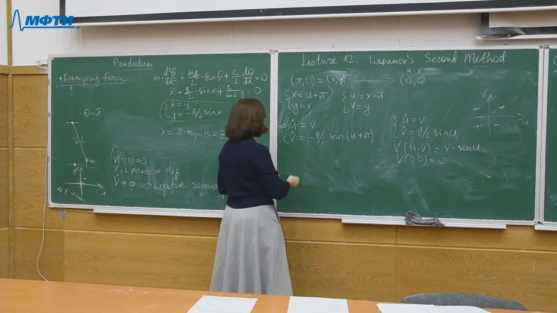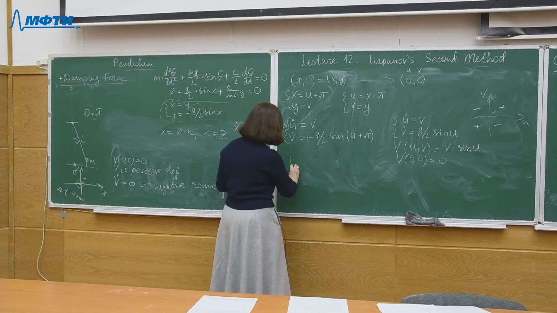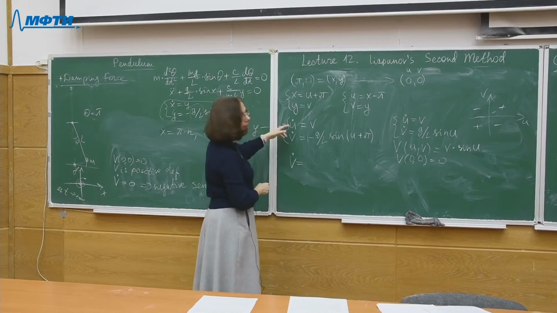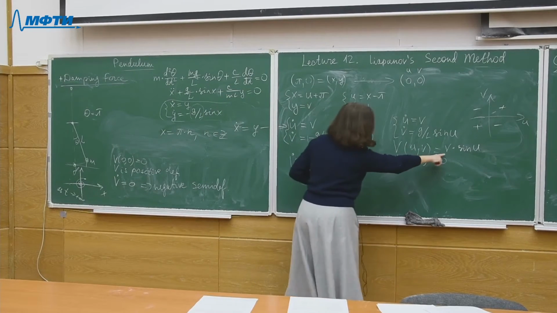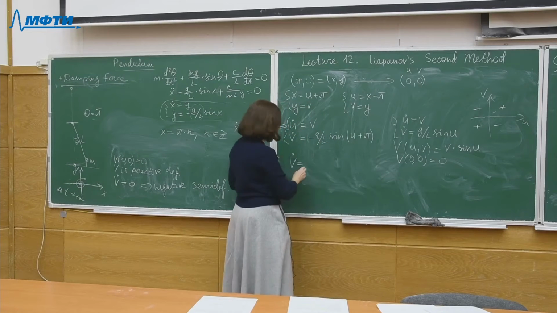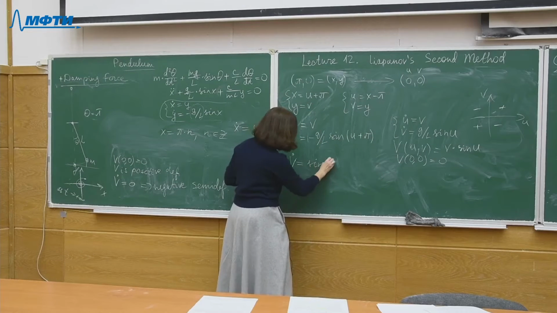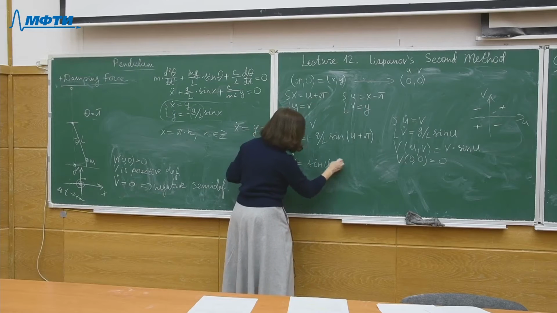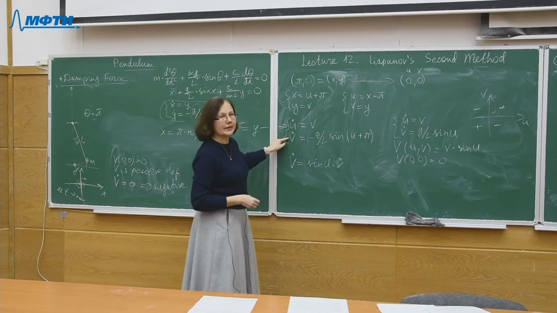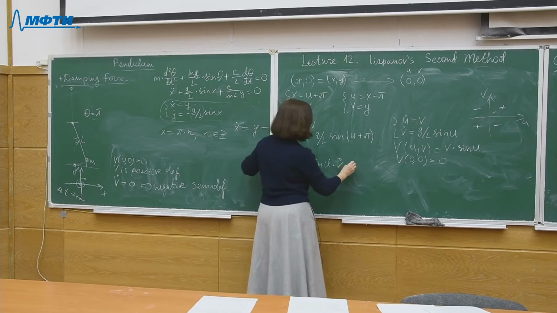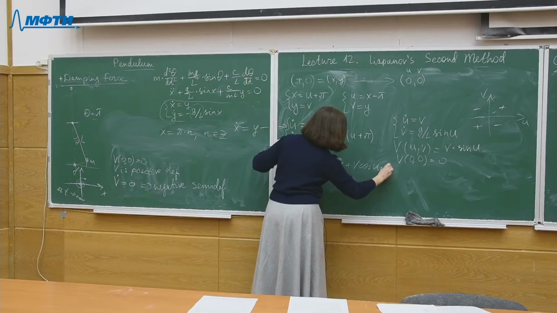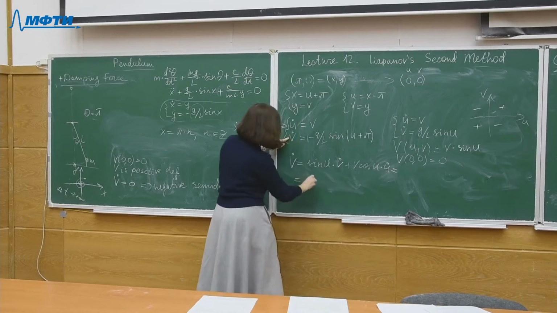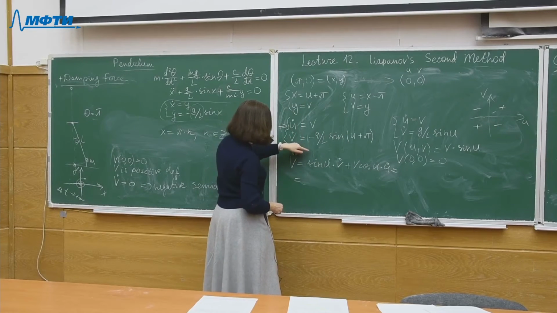So let's check the second hypothesis. Next, we must find v dot, the derivative with respect to the system. Take the partial derivative with respect to v. It will be sine u multiplied by v dot, which will be taken from here, plus v cos u times u dot. And let's substitute this point.